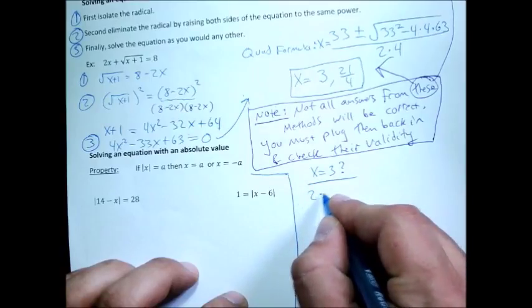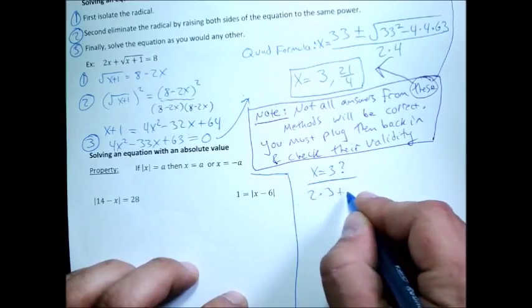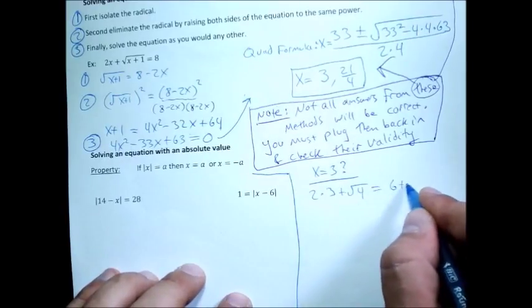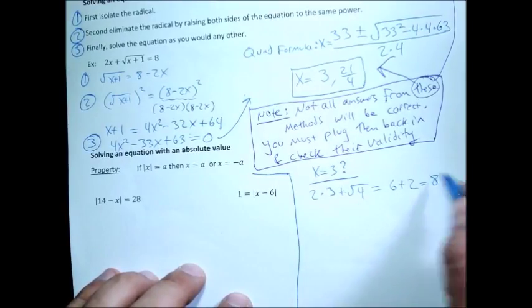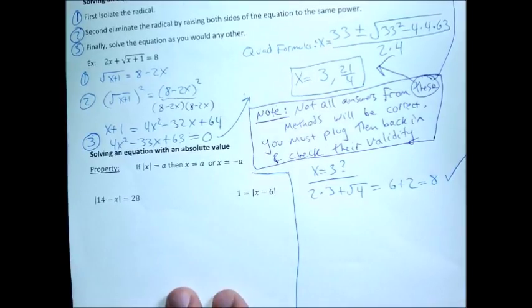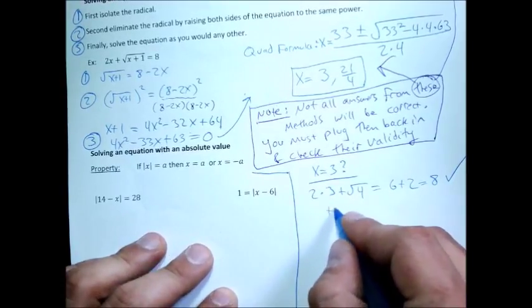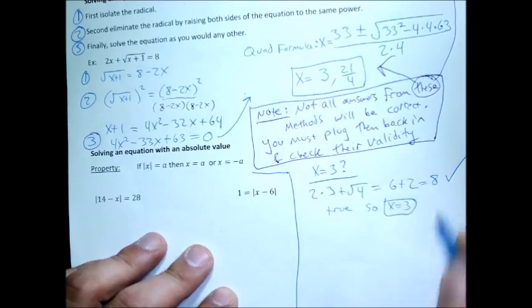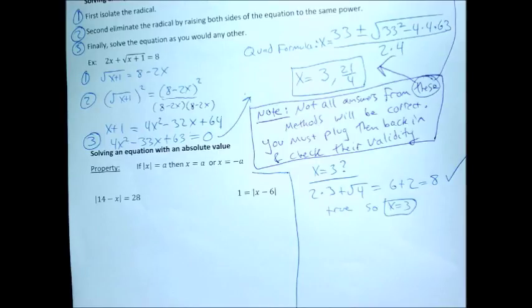Right, so when I plug a 3 in, I get 2 times 3 plus the square root of 4. That equals 6 plus 2, which is 8. And that's what I wanted it to be. And so 3 is a solution. So true. So x equals 3 is a solution. I'll go ahead and box that one in. I like that one. It's true.